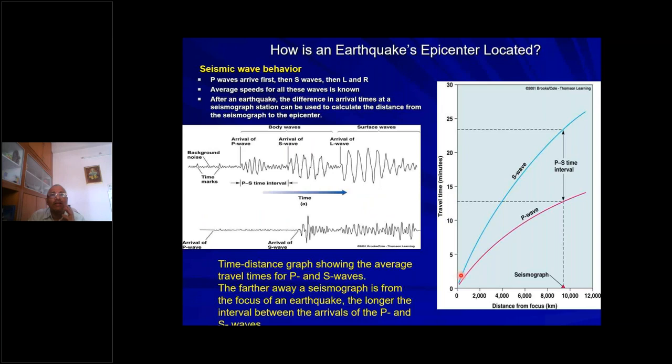So now, how is the earthquake epicenter located? How is this earthquake epicenter located? Now let us see.